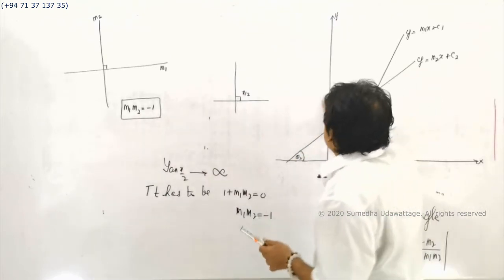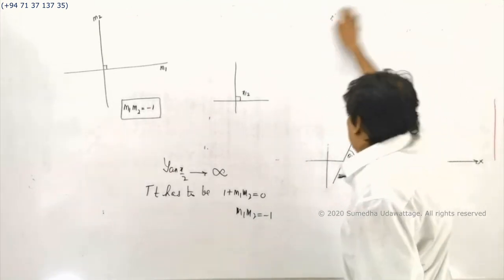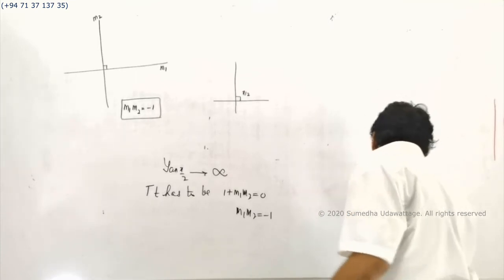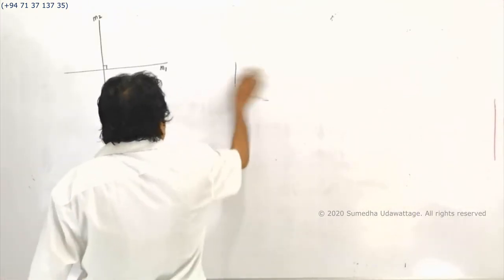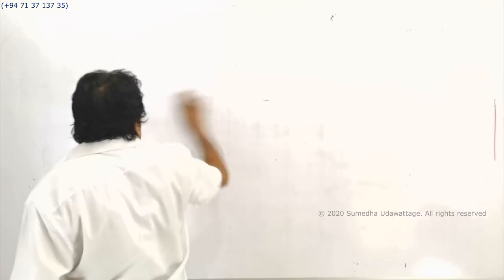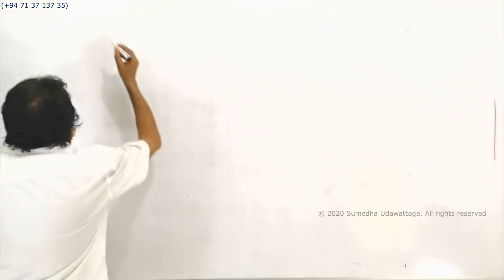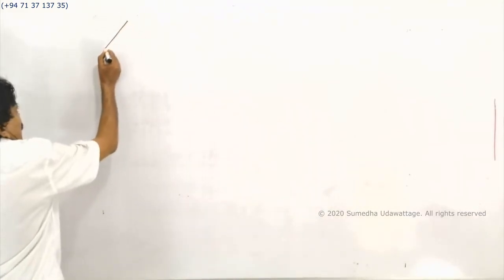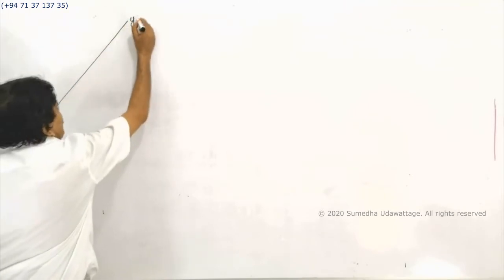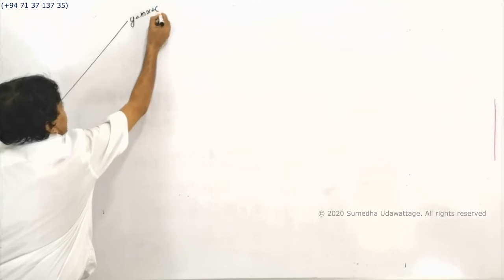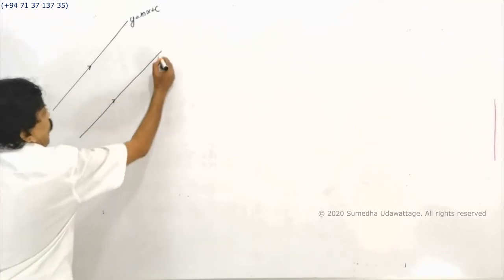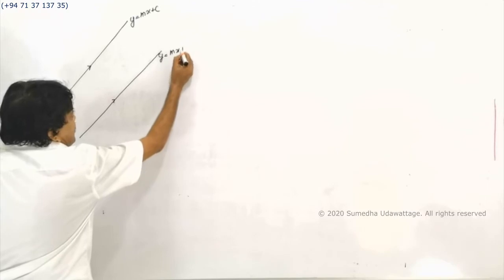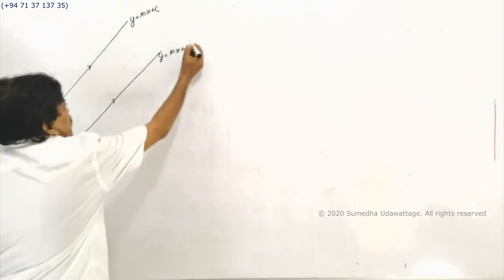Then, I will convert the subject to a form that will help you when handling questions. A line parallel to y is equal to mx plus c, a repetition. A line parallel to this would be y is equal to mx plus c dash.